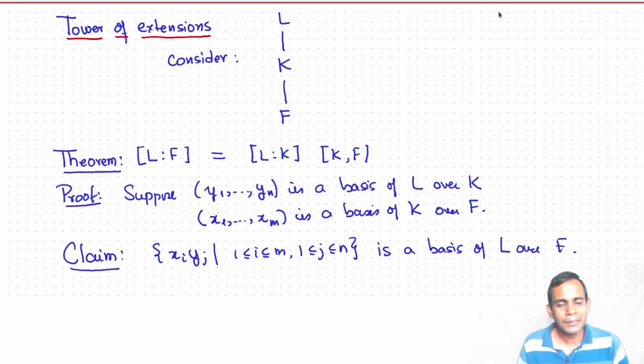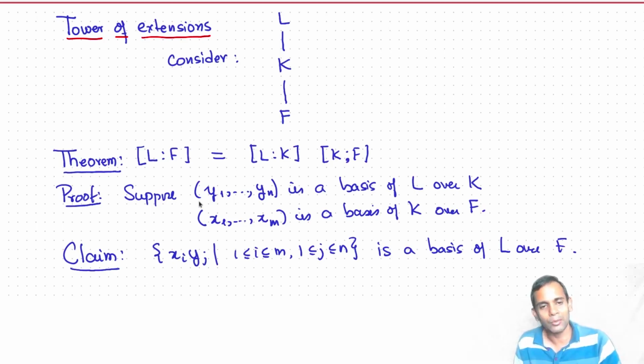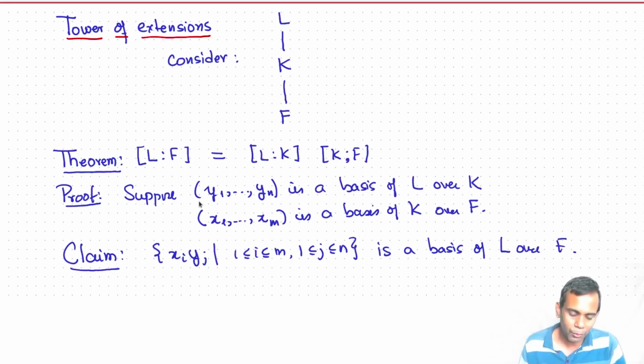In the statement of this theorem, nowhere did I mention that the degree of L over K is finite or the degree of K over F is finite. But in the proof, I assume the degree of L over K is finite and the degree of K over F is finite. But this theorem actually holds in general, even if the degree of L over F is infinite, or the degree of L over K is infinite, or the degree of K over F is infinite. So a product of infinity and any finite number is to be taken as infinity, and the product of infinity and infinity is of course taken to be infinity.